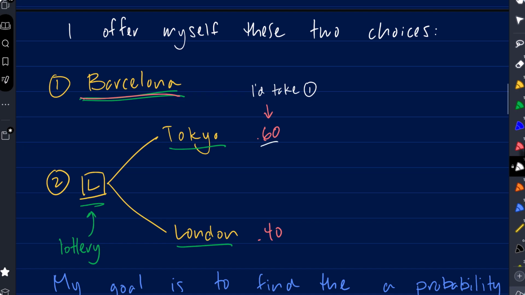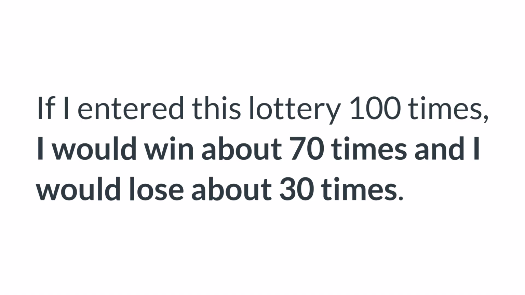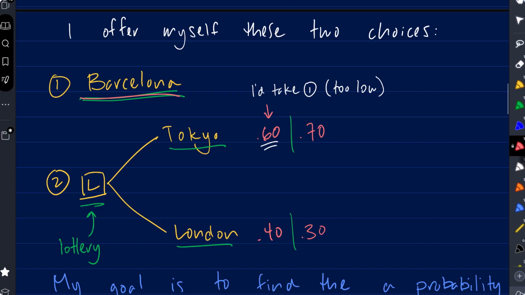So if I take one, that means that this probability is too low. So I'll consider a slightly higher probability, say 70%. Now I have a 70% chance, if I enter the lottery, of winning the trip to Tokyo, and a 30% chance of getting the trip to London. Do I want this lottery or do I just want to take the trip to Barcelona? For me, 30% chance of losing, but London's not such a bad outcome, I would take the lottery.